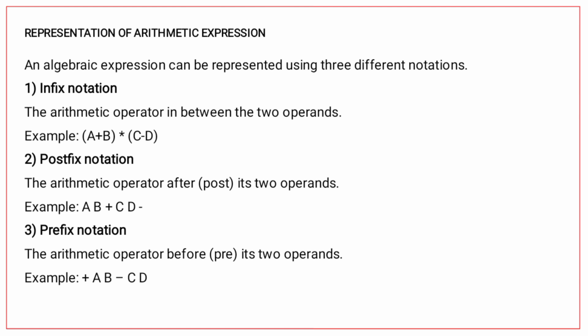Next topic is representation of arithmetic expression. An algebraic expression is a legal combination of operators and operands. Operand is the quantity on which a mathematical operation is performed. Operand may be a variable like x, y, z, or a constant like 5, 4, 6, etc. Operator is a symbol which signifies a mathematical or logical operation between the operands. Examples of operators include plus, minus, multiplication symbol, division symbol, caret, etc.